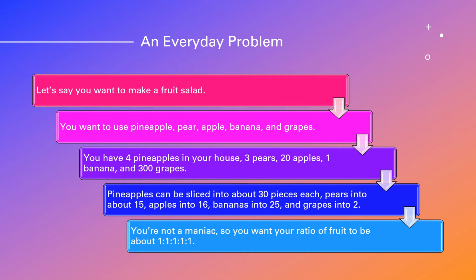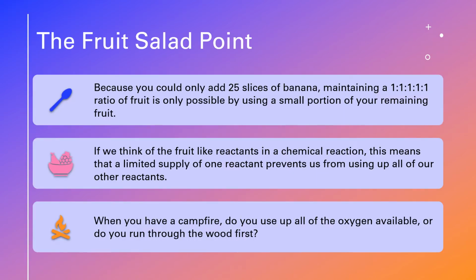Now, those of you who really love math may have already done this calculation, but the total number of slices you could have of each fruit are 120 pineapple slices, 45 pear slices, 320 apple slices, 600 grape halves, and 25 banana slices. That means that, assuming you really want that 1 to 1 to 1 to 1 to 1 ratio, you can only include 25 slices of each fruit in your salad.